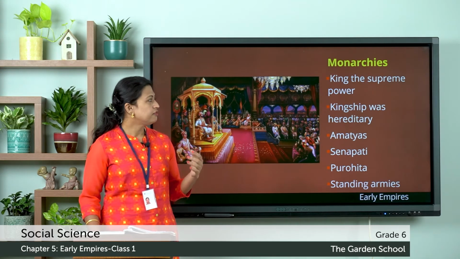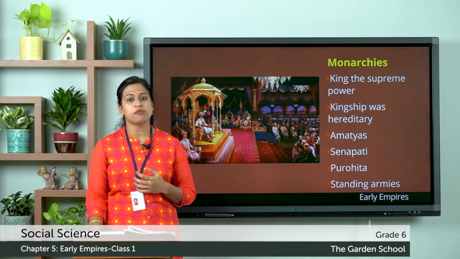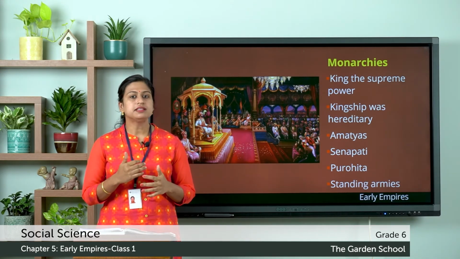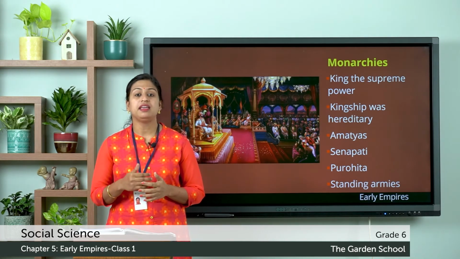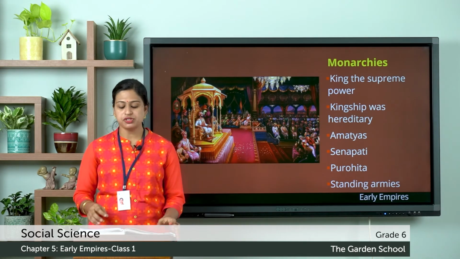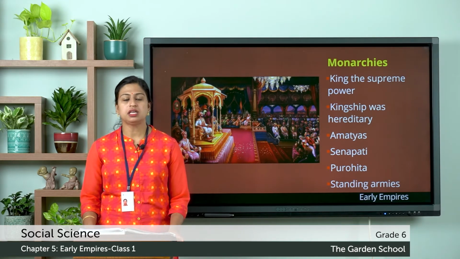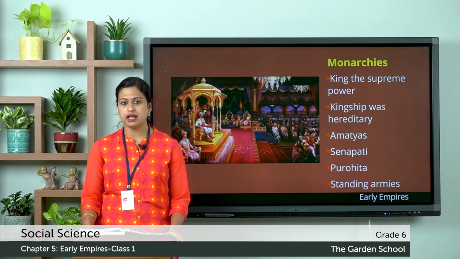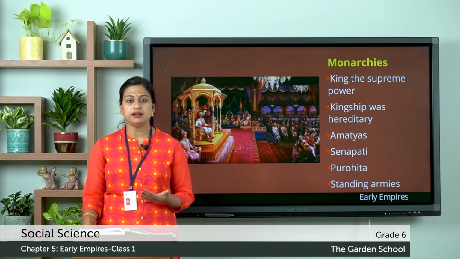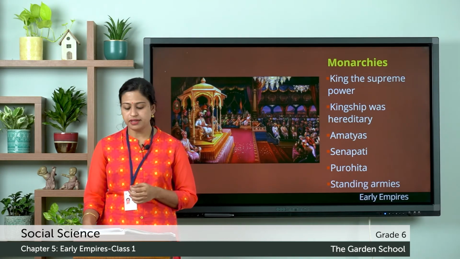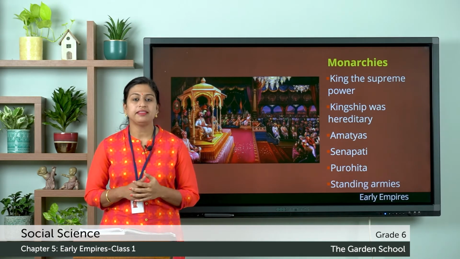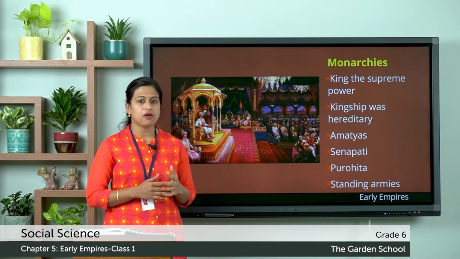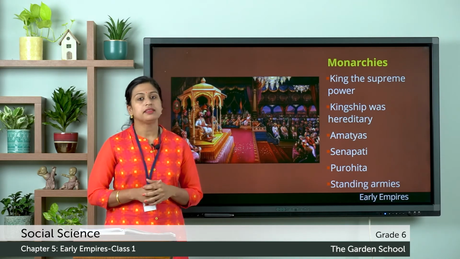So here the first one is the monarchy form of government. Under this government, the king became the supreme power and ruled that particular Mahajanapada. Here the kingship was hereditary, that means the eldest son inherited the kingdom and became king after the father. The king had absolute power and was regarded as the protector of society and dharma.